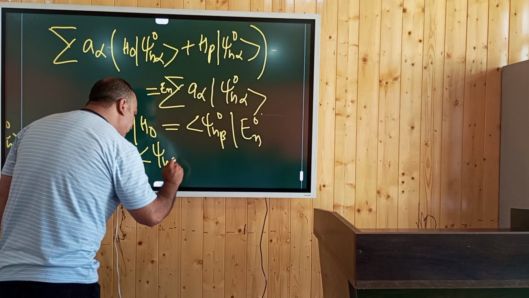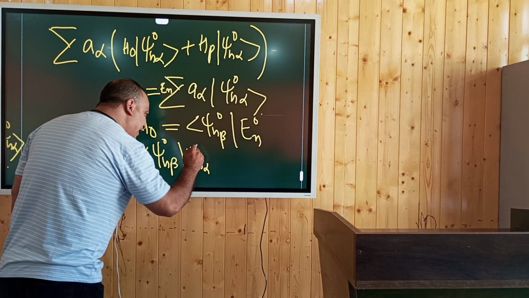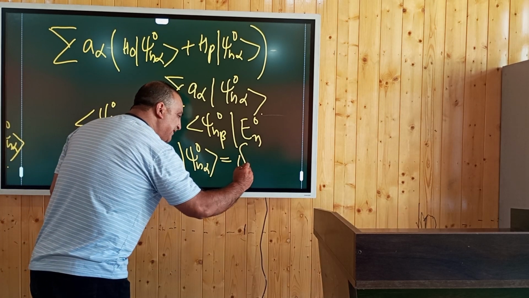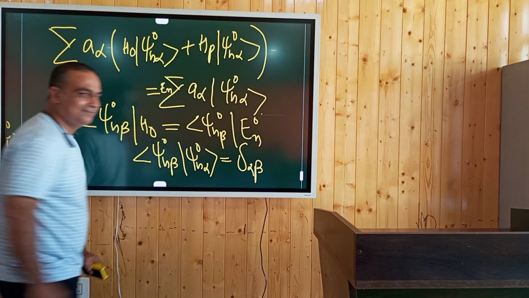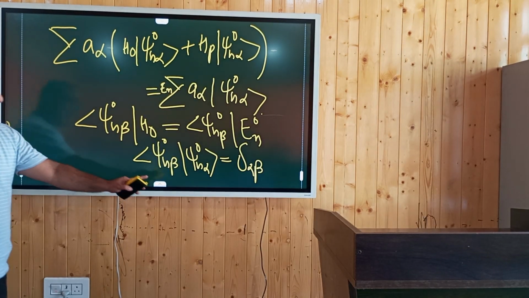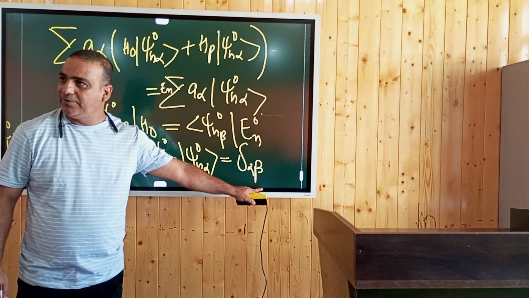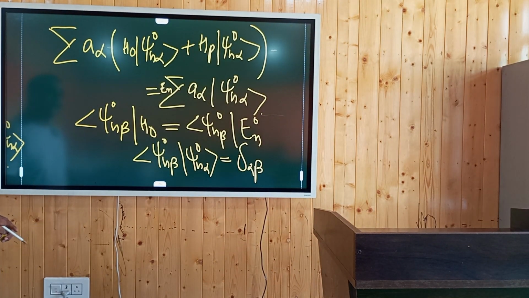Is this clear? Okay? And obviously, we understand that the orthonormality will exist. ψ_β⁰ with ψ_α⁰ will be equal to the Kronecker delta, δ_αβ. So you can understand that your equation will exist for α equal to β, right? If α is equal to β, the equation is going to exist. Is this clear up to this point?